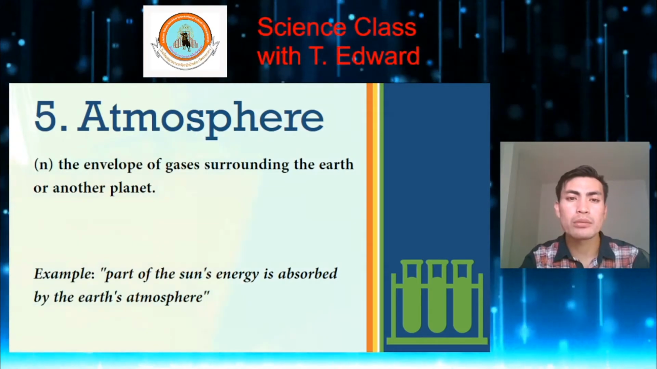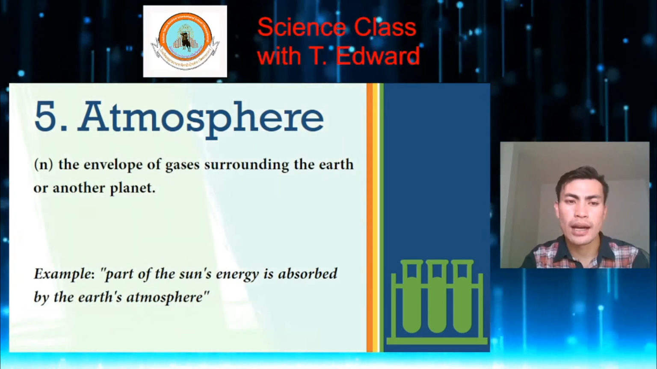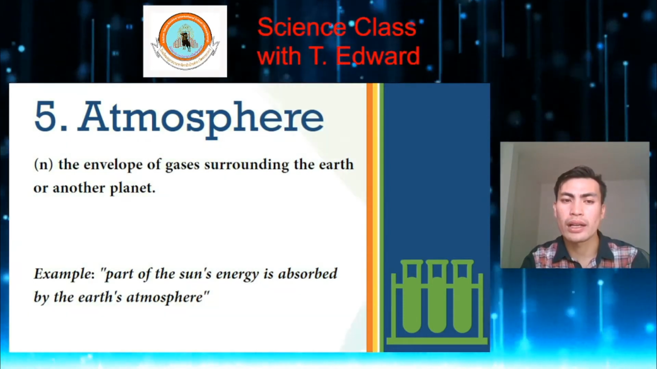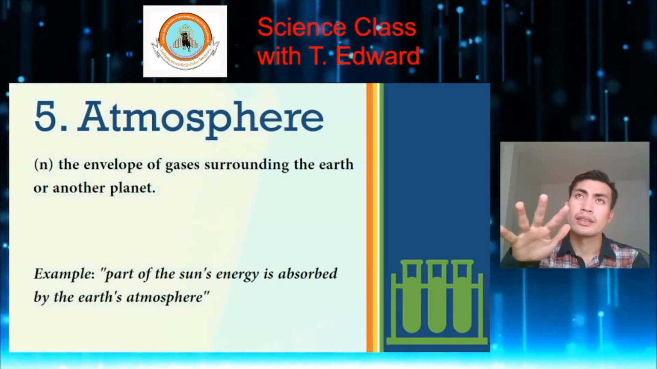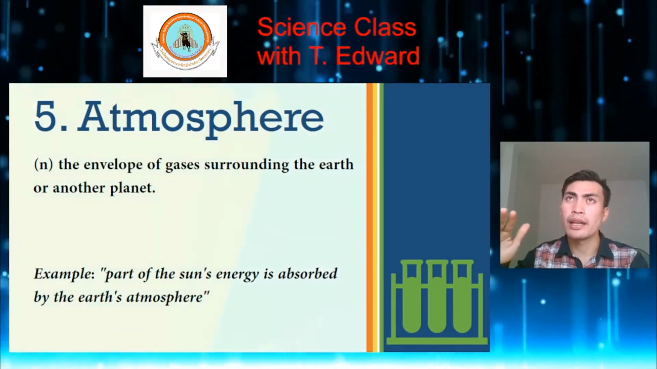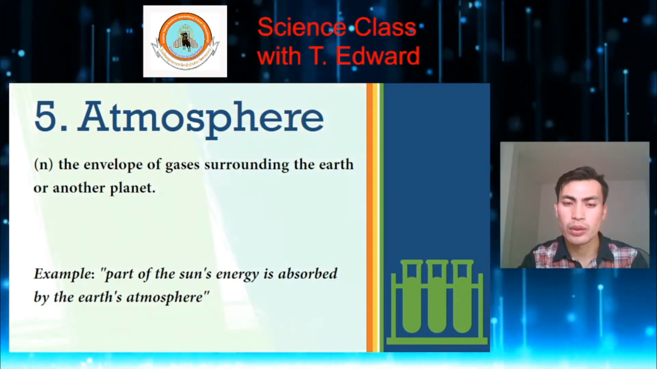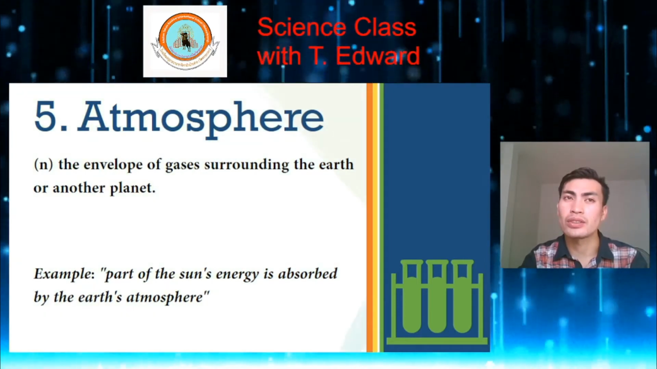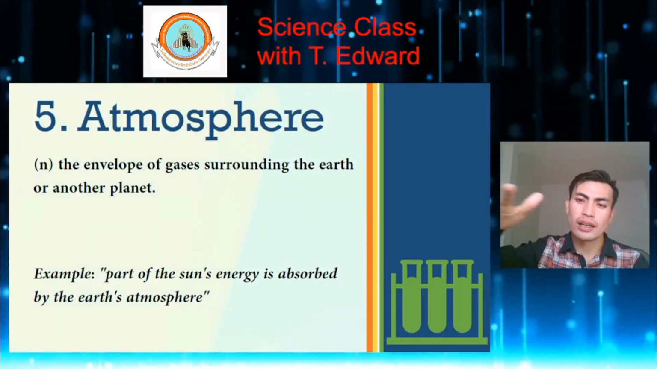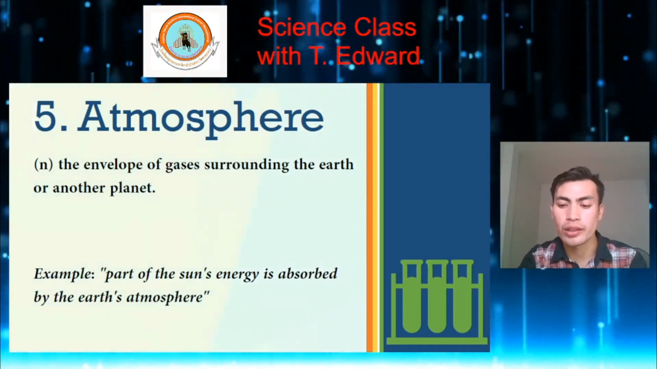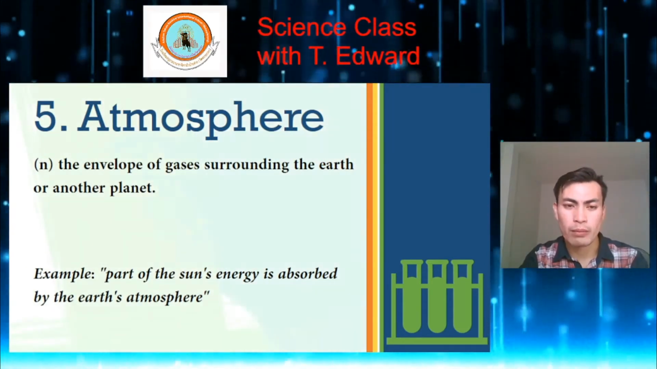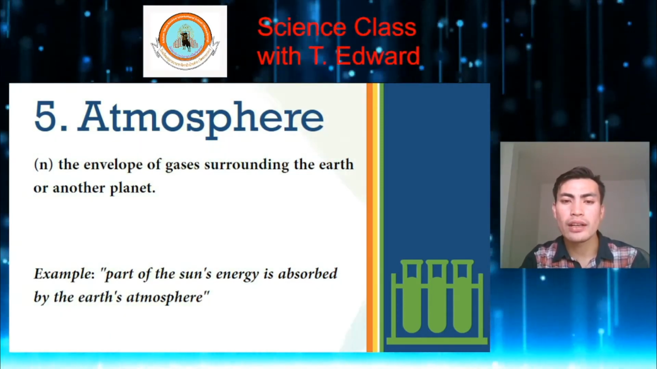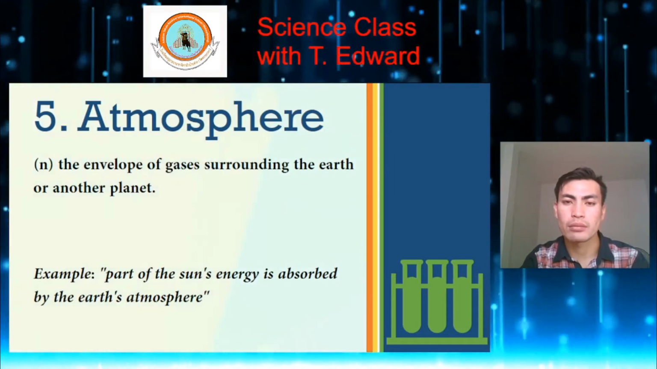Number 5, atmosphere. Atmosphere is a noun. It means the envelope of gases surrounding the earth or another planet. So the area where the airplane is flying is what we call the atmosphere. And even the International Space Station flying outside the earth is also part of the earth's atmosphere. We can use the word atmosphere in a sentence like this: part of the sun's energy is absorbed by the earth's atmosphere.